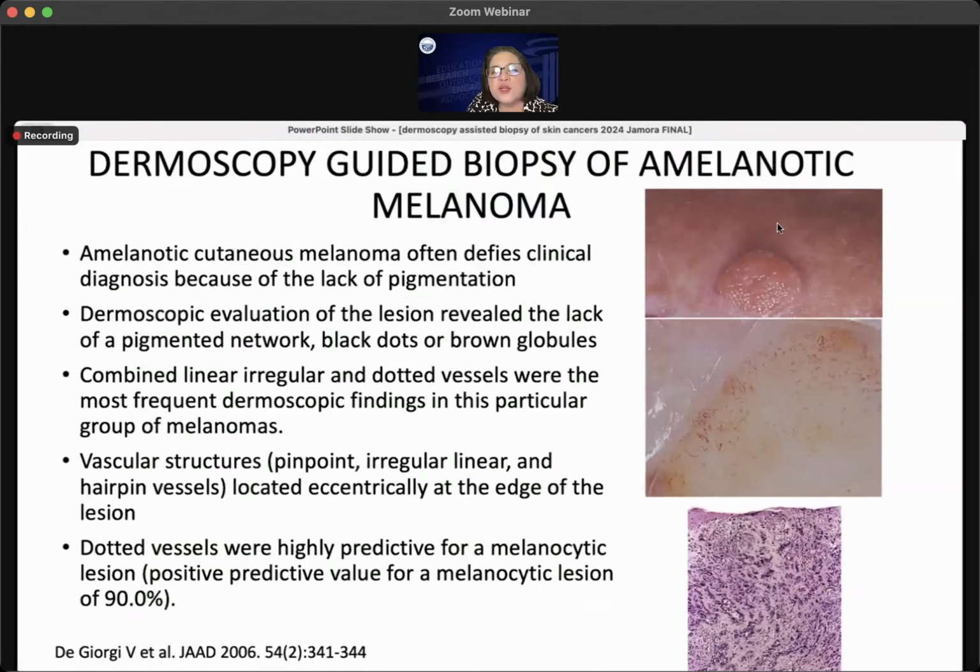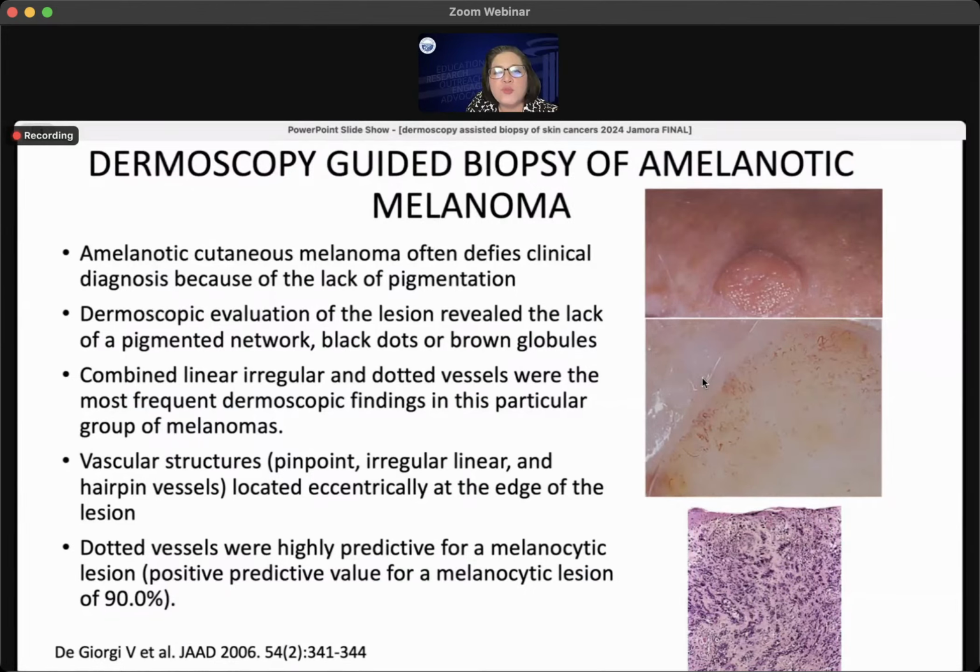This is another amelanotic melanoma, completely without pigmentation. And in these kinds of lesions, which are pink, and you don't know, is it a lymphoma? Is it a squamous cell? Is it a vascular tumor? Is it a melanoma? The best place to biopsy is the vascular pattern.